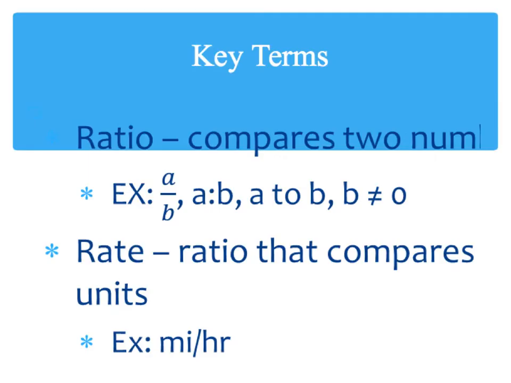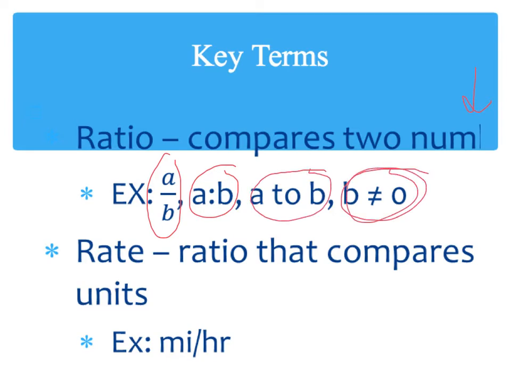Two key terms are ratio and rate. A ratio compares two numbers. How we write a ratio is either by a fraction comparing A to B, or with a colon, or we actually say A to B. In all three cases, B cannot equal 0.